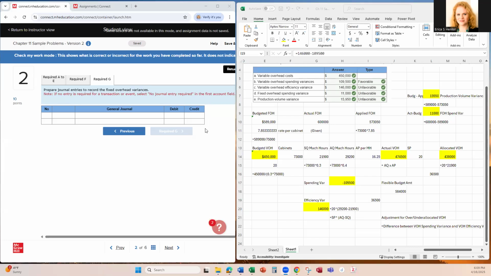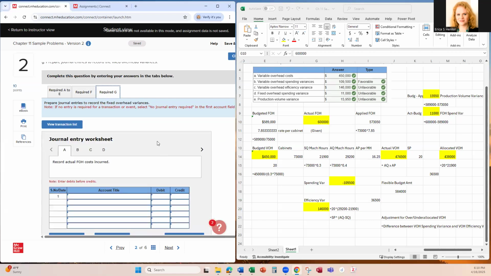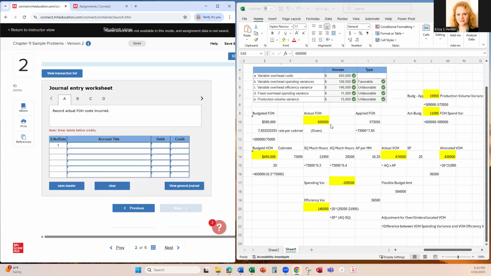Okay, so for our fixed overhead entries, we have a similar process here. We're going to record our actual fixed overhead. What we actually paid in fixed overhead, which they provided to us, was $600,000. Just like we debited variable overhead in the last one, we're going to record a debit to fixed overhead here.